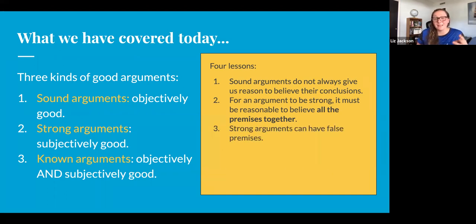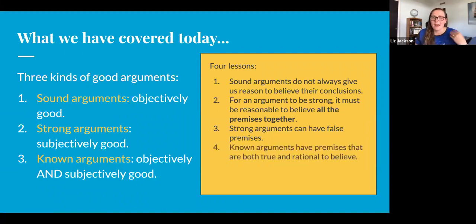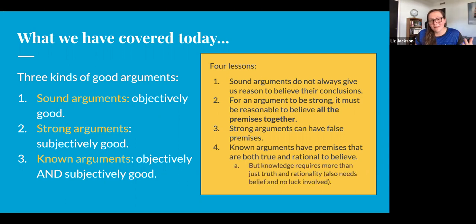The third lesson is that strong arguments can have false premises and false conclusions. And the fourth lesson is that known arguments have premises that are both true and rational to believe. And again, knowledge requires more than just truth and rationality. It's a little complicated, everything that it requires. But at the very least, known arguments are going to be both objectively and subjectively good in the sense that we've been talking about. And a good bit of this material was taken from Feldman's Reason and Argument, Chapter 4.